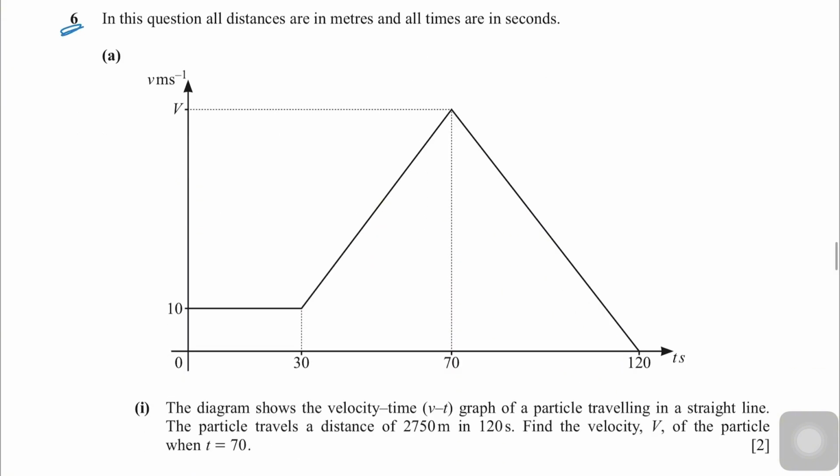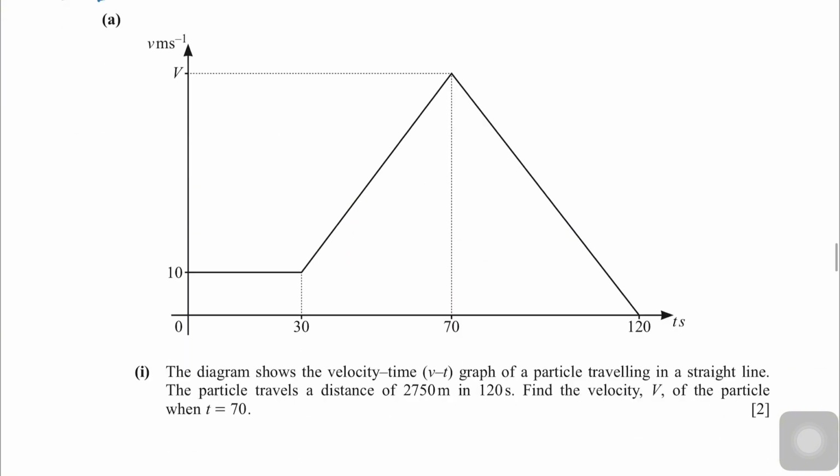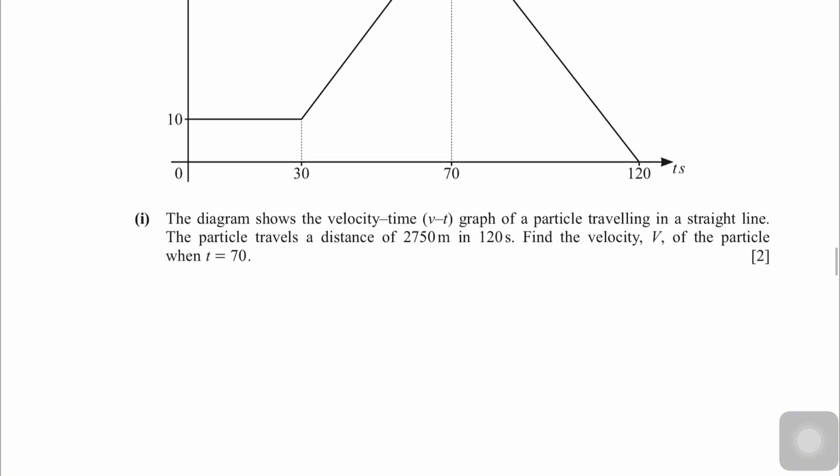Now moving on, we have our question 6. In this question, all distances are in meters and all times are in seconds. The diagram shows the velocity time graph of a particle traveling in a straight line. The particle travels a distance of 2750 meters in 120 seconds. Find the velocity v of the particle when t equals 70. Now we know that for distance we need to calculate the area under the graph.